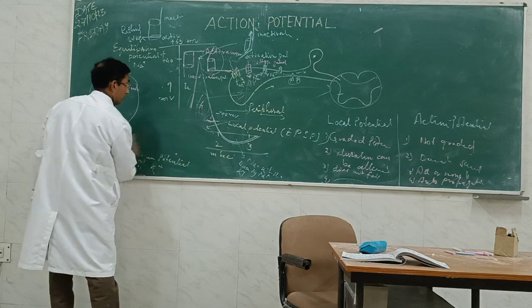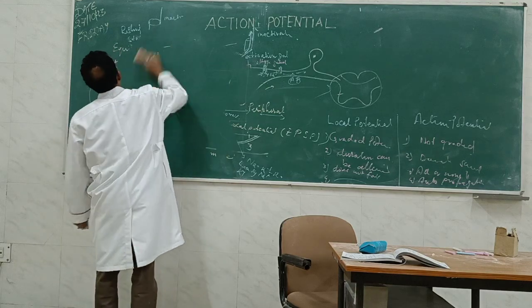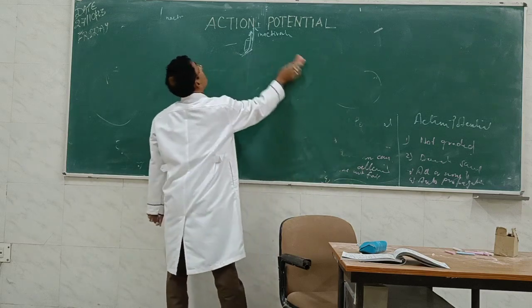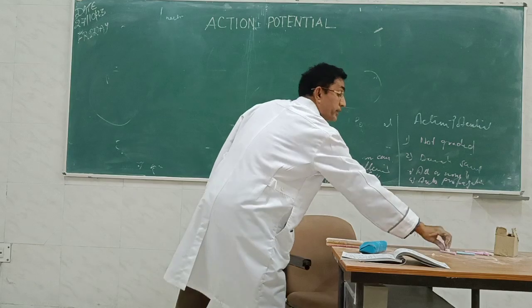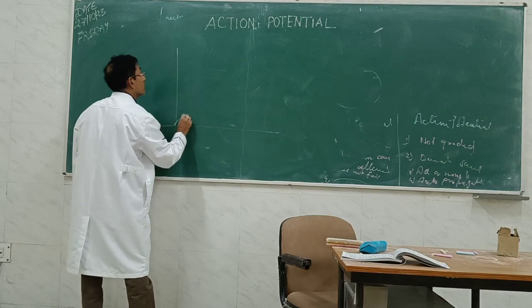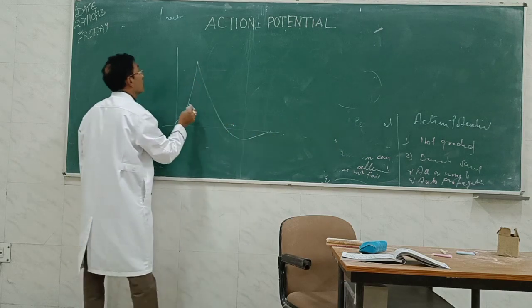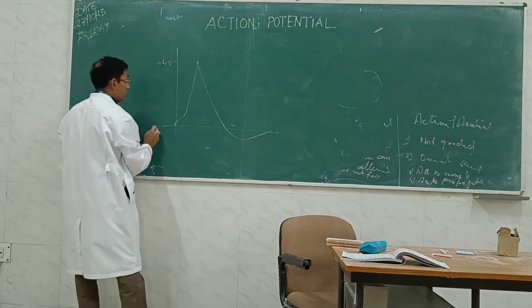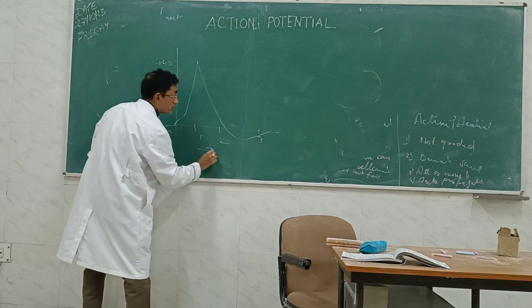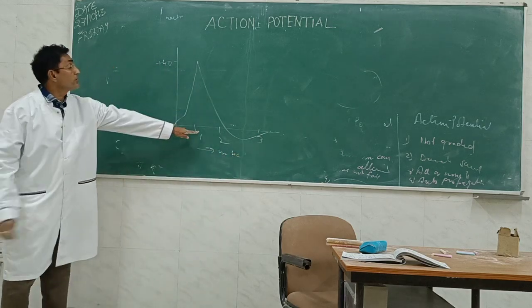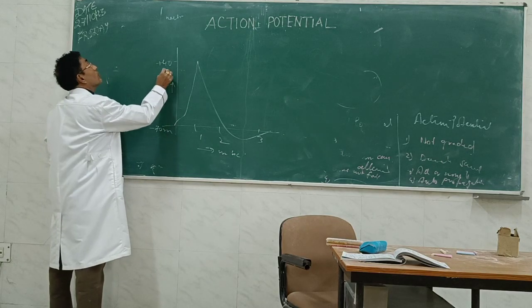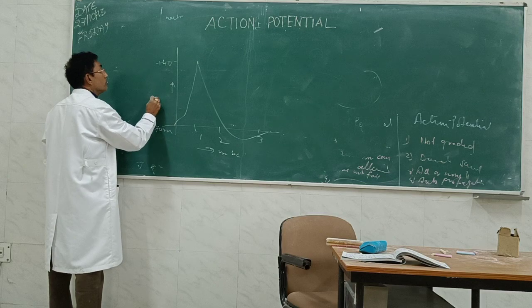Now another important aspect of action potential is the refractory period. If you draw a diagram, this is the y-axis and this is the x-axis. This is plus 40 millivolt and this is minus 70 millivolt. This is 1, 2, 3 milliseconds, the duration, and this is the millivolt.